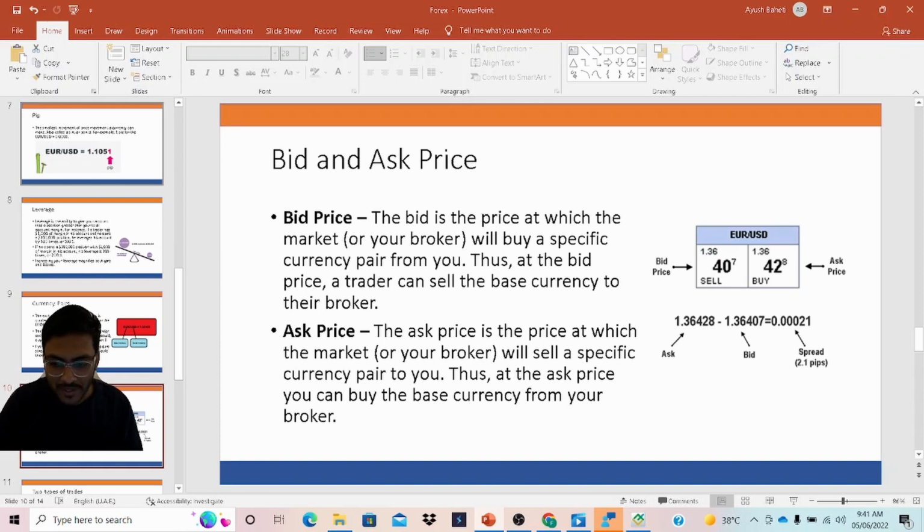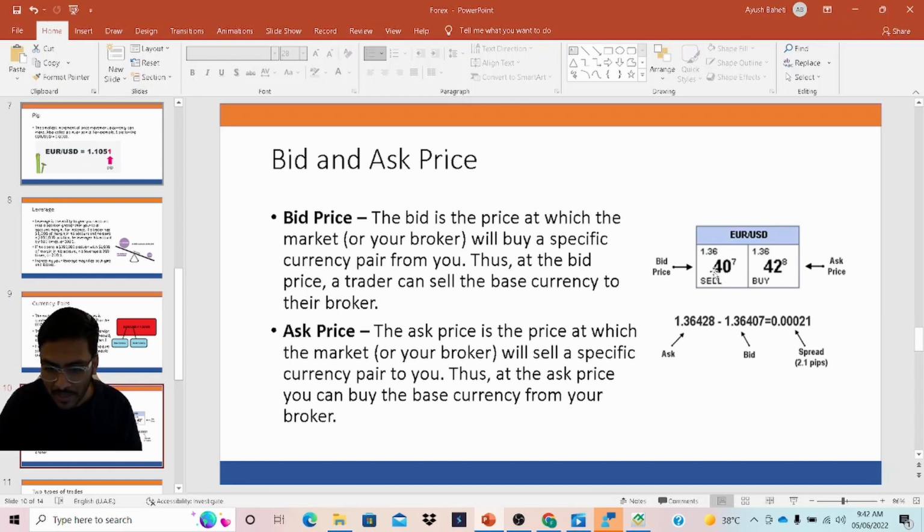So bid and ask price, let's go through this slide. Bid is the price at which the market or your broker will buy a specific currency pair from you. Thus, at a bid price, a trader can sell the base currency to their broker. Ask price. So the broker is basically the dealer. The ask price is the price at which the market or your broker will sell a specific currency pair to you. Thus, at the ask price, you can buy the base currency from your broker.